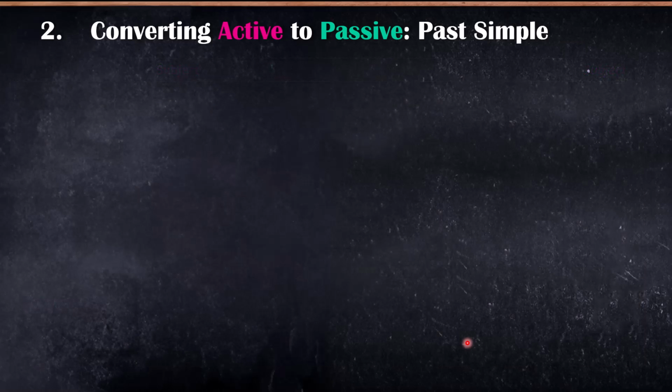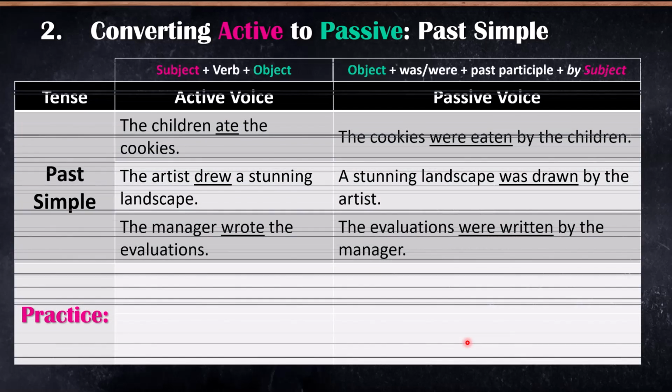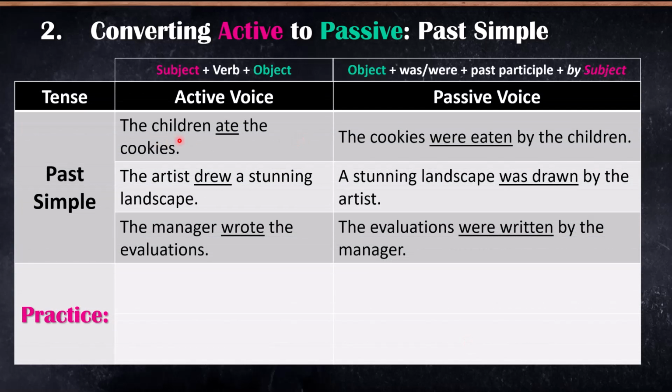Now let's try some practice with the past simple. The first example, the children ate the cookies. The artist drew a stunning landscape. The manager wrote the evaluations. So now to convert from active to passive in the past simple, again we begin with the object plus was or were plus the past participle plus by subject.